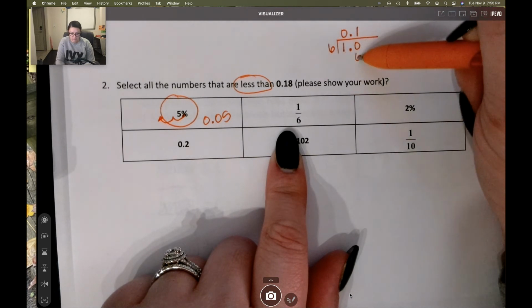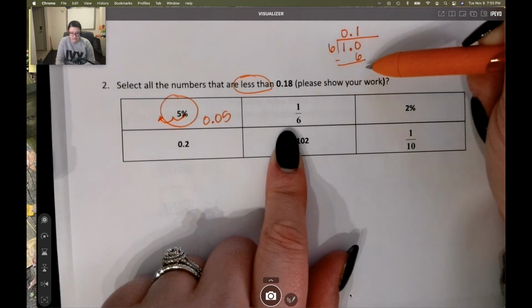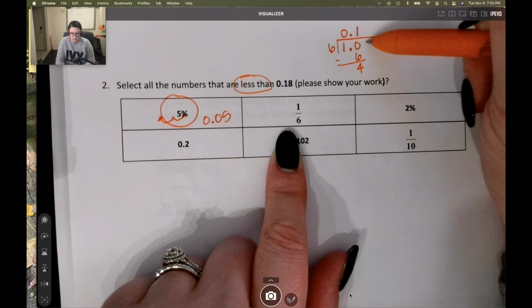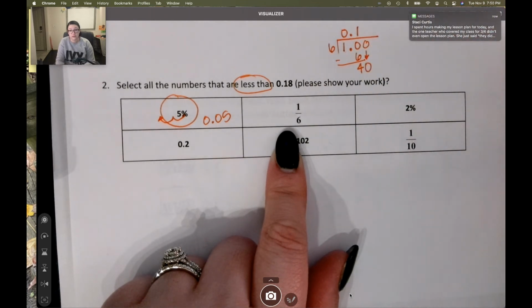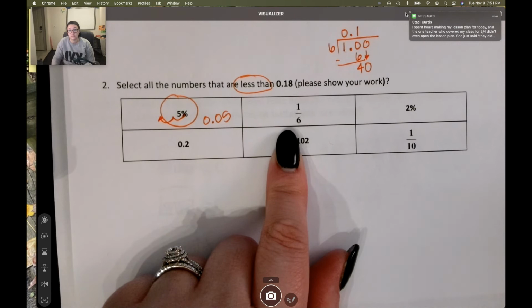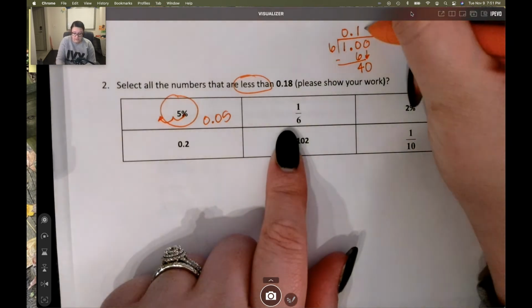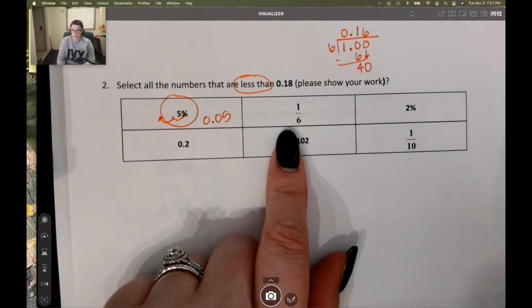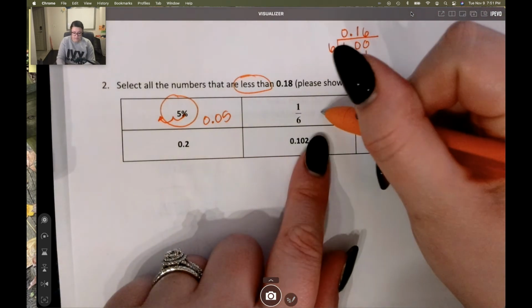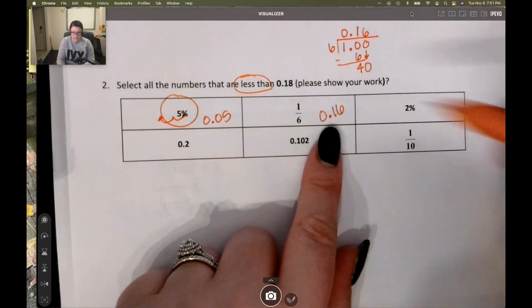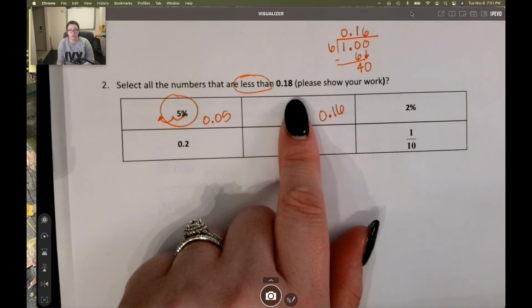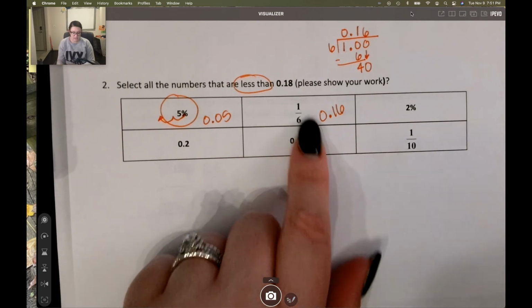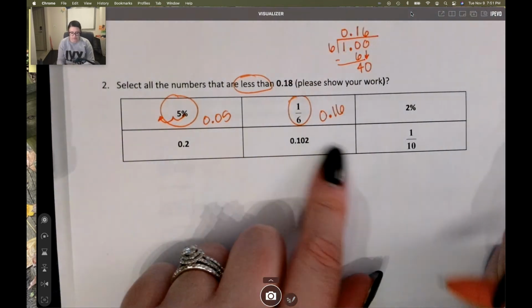1 time. 10 minus 6 is 4. Does 6 go into 40? Yeah. How many times does 6 go into 40? 6 times. And we can stop there. In decimal form, this is 0.16. Is 0.16 less than 0.18? It sure is, so this one works too.